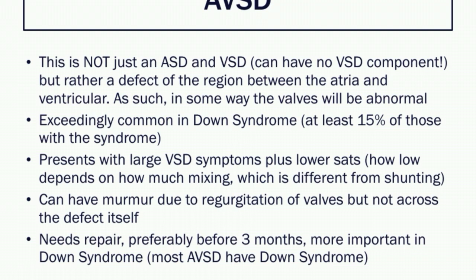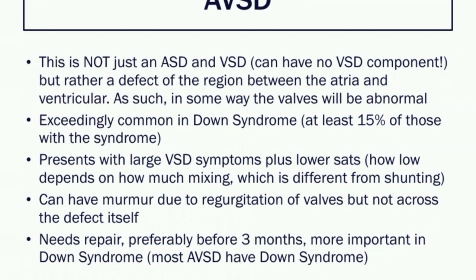It presents with the same symptoms as a VSD, often a little bit earlier, so let's say 2 months rather than 2 to 4, but you do often get some low sats as well because you can get mixing as well as shunting. So with a big enough VSD and a shared valve, you essentially have a shared ventricle of sorts.